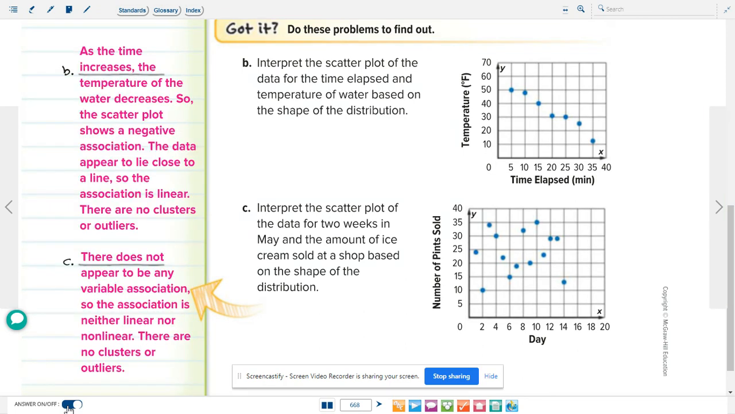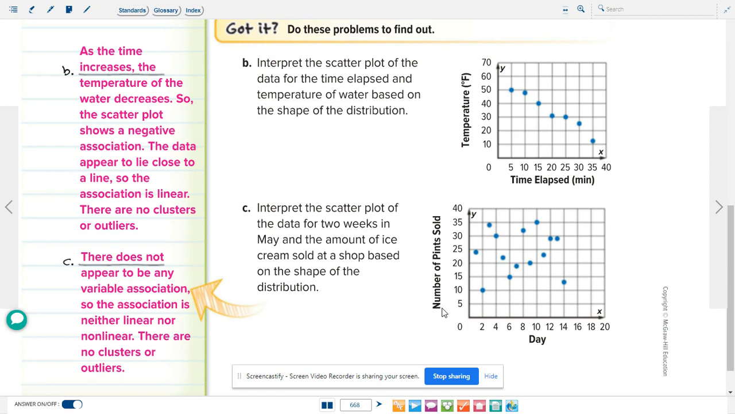So B, it looks like a negative linear association. Doesn't look to be any clusters or outliers. Let's see what it describes up here for B. As the time increases, the temperature of the water decreases, so the scatter plot shows a negative association. The data appear to lie close to a line, so the association is linear. There are no clusters or outliers.